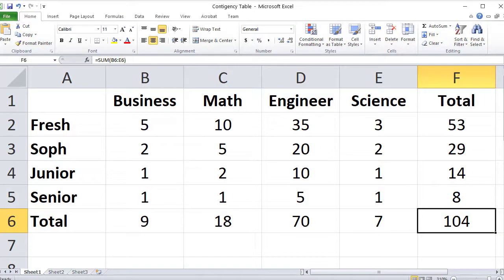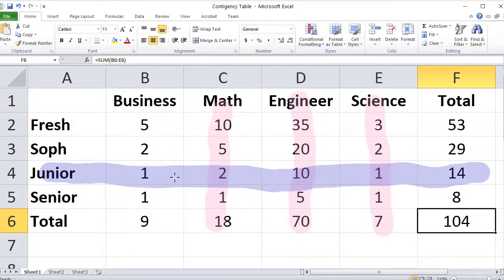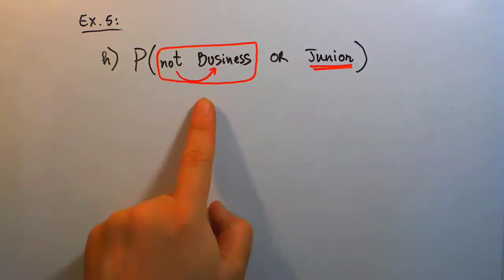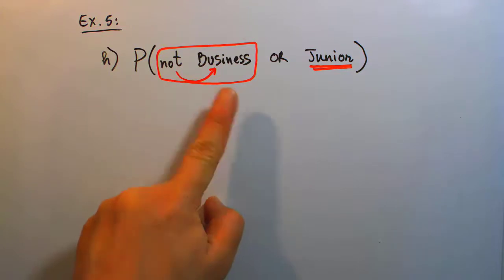So the non-business would be these highlighted columns. They simply stay out of the business column, because that's part of what we want. We want non-business. Now, the other event, being the junior, is located in this row. We're going to save that for a little bit, and let's turn back to our writing board right here.